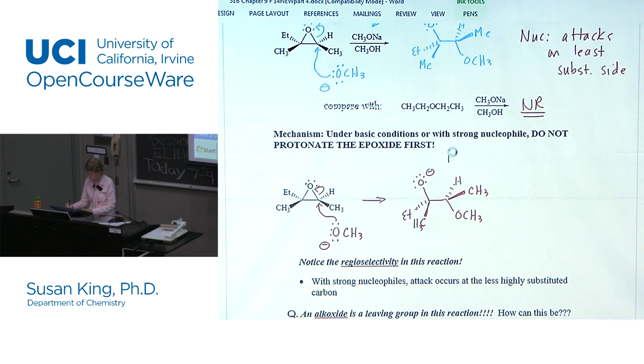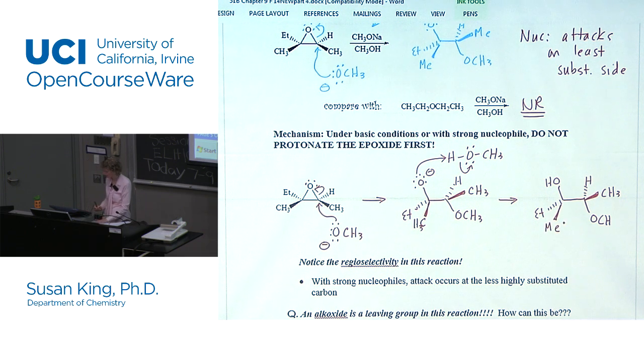What we're going to do is we're going to use methanol. And when we use methanol, you'll see we are actually regenerating our catalyst. So we only need a catalytic amount of methoxide ion. And there it is. Can you do that on a test coming up on Friday? I hope so. That would be amazing.